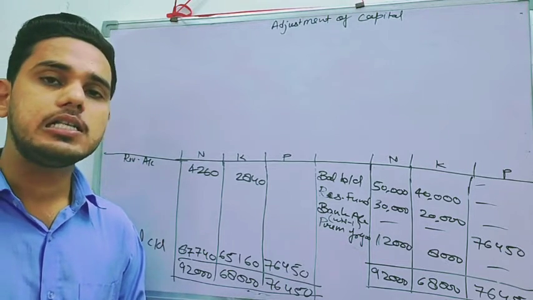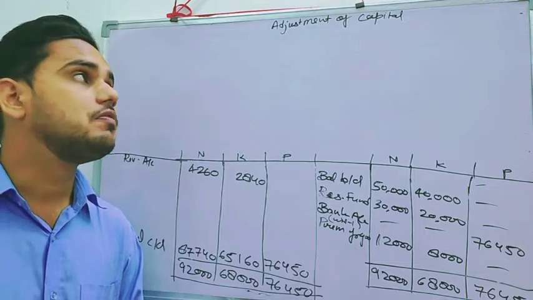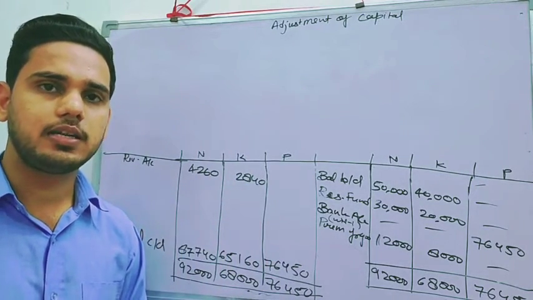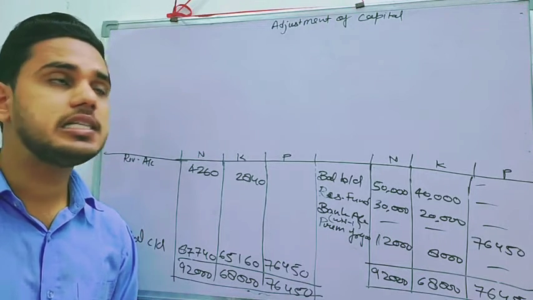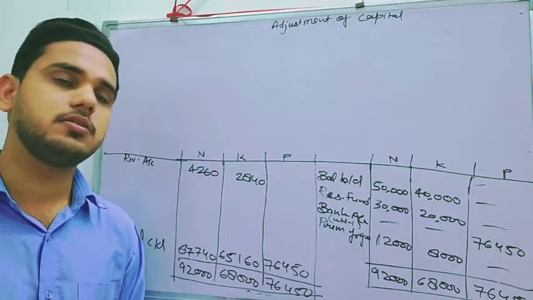So in today's class we are going to cover the last topic of our chapter 3, which is adjustment of capital on the basis of new partners capital. So firstly, let's understand what is the meaning of adjustment of capital, right?